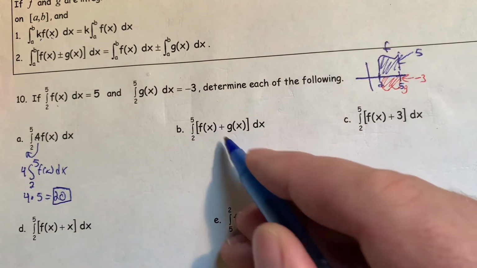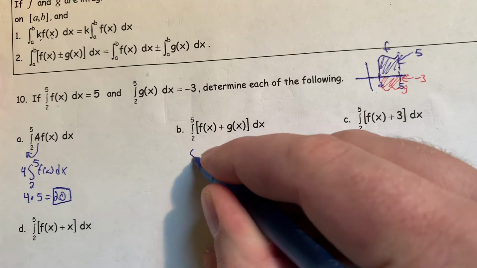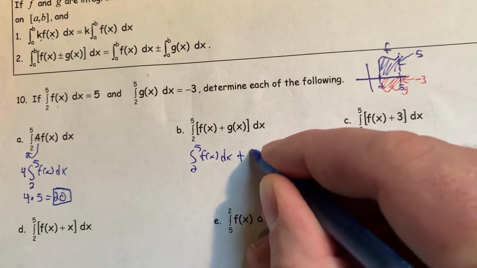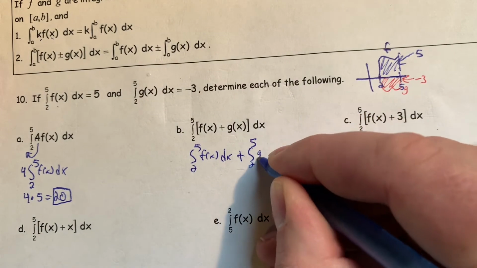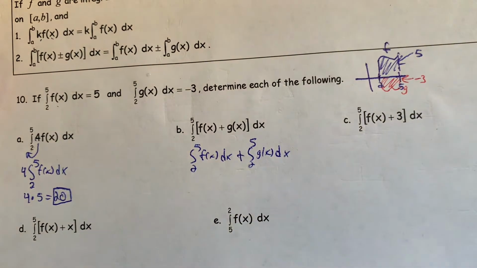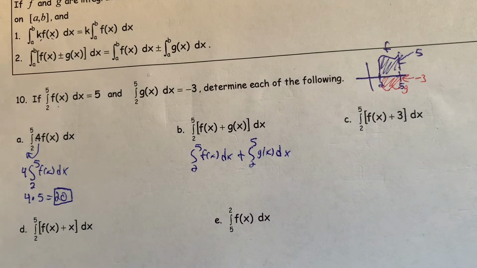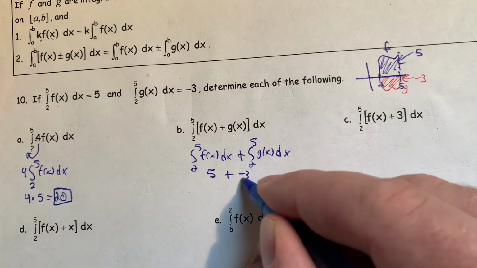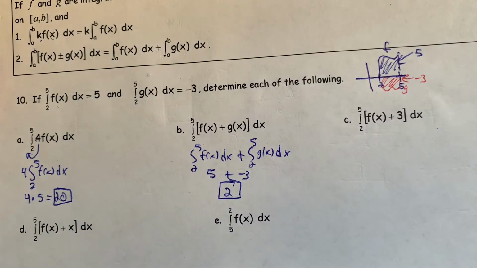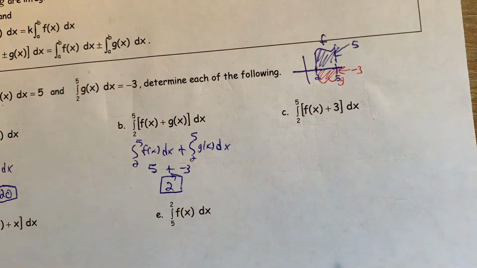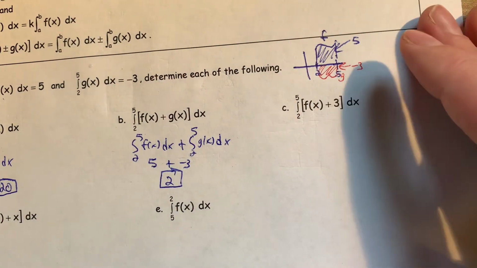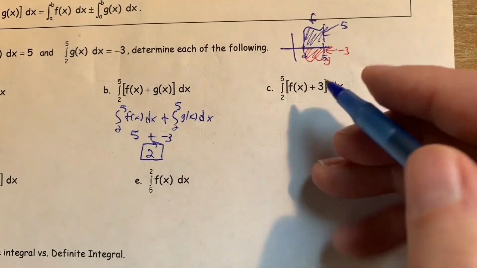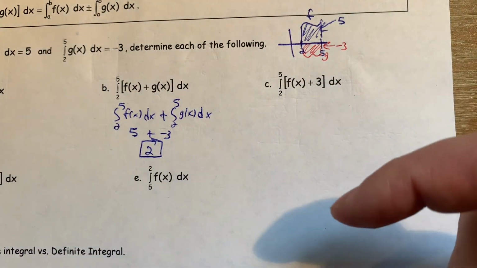Make sure you're actually using the properties here. The integral from 2 to 5 of f of x plus g of x, hopefully we recognize that we can split this up into the integral of f of x plus the integral of g of x. And I would bet that even if you didn't do this, you got the right answer of 5 plus -3, which is 2. Okay. But I think we're going to see here that if you aren't using the properties, a lot of you are going to get this next one wrong. So let's see. What is the integral from 2 to 5 of f of x plus 3?